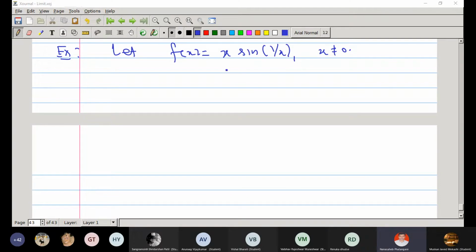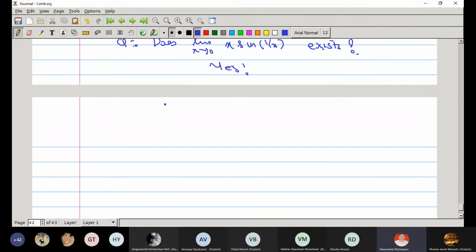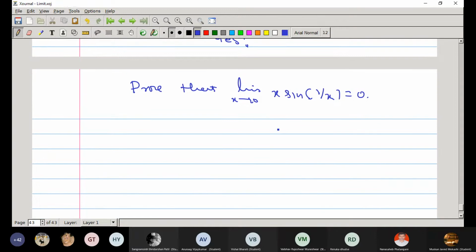Okay, so f of x is equal to x sine 1 by x. So the question is, does the limit as x tends to 0 of x sine 1 by x exist? Yes, sir. So the answer is yes. You can check this, or prove that the limit as x tends to 0 of x sine 1 by x is 0. Actually the limit is 0. So how will you prove it?